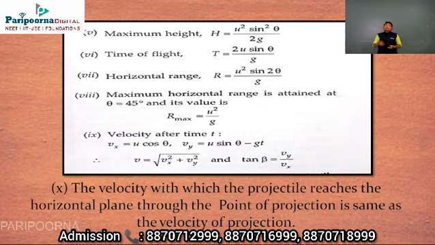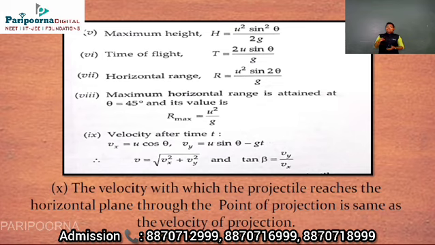Now the maximum height h is equal to u square sine square theta divided by 2g. Likewise, the time of flight t is equal to 2u sine theta divided by g, and the horizontal range r is equal to u square sine 2 theta divided by g. Then the maximum horizontal range is attained at theta equal to 45 degrees, and its value is r maximum equal to u square divided by g.